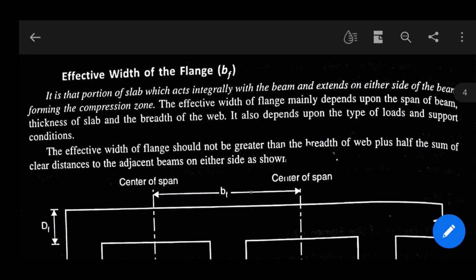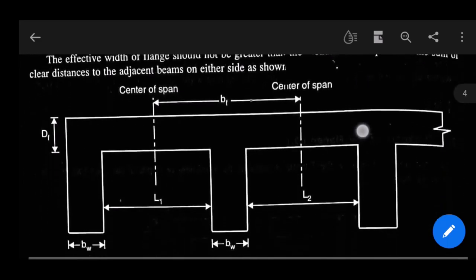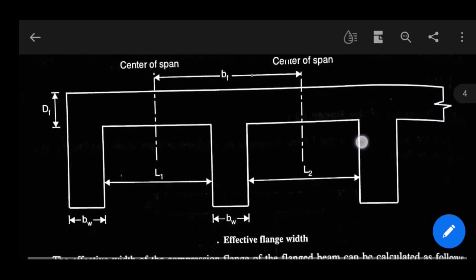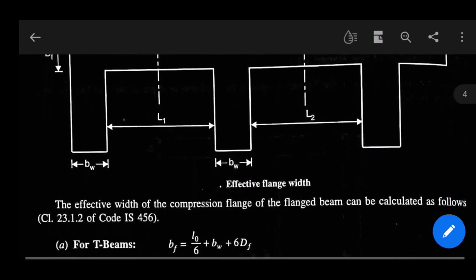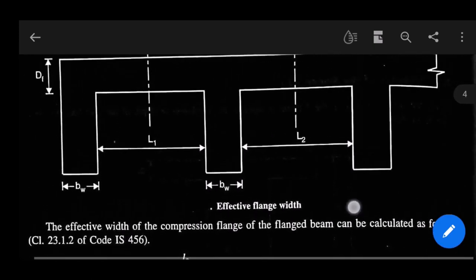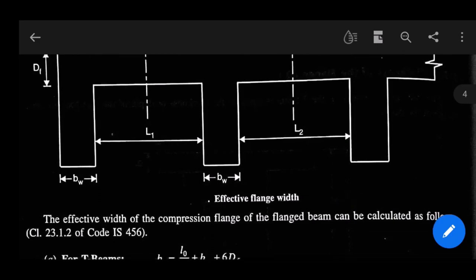Now the effective width of flange should not be greater than the breadth of the web plus half the sum of clear distances to the adjacent beam on either side, as shown in figure. Okay. Now the effective width of compression flange of the flanged beam can be calculated as follows. Okay, T-beam is also called flanged beam because it has a flange portion. That head of T is called flange, so this is also called a flanged beam.